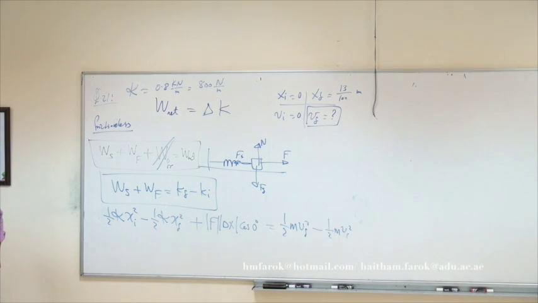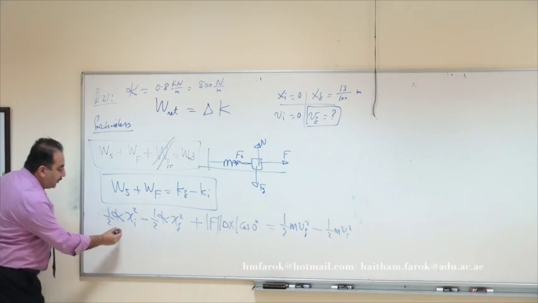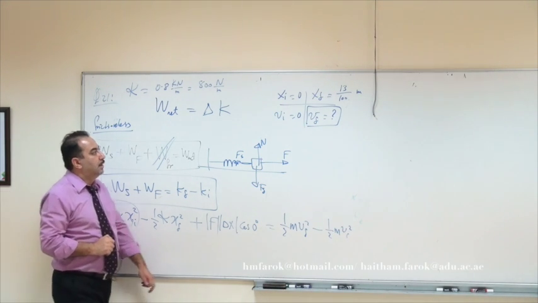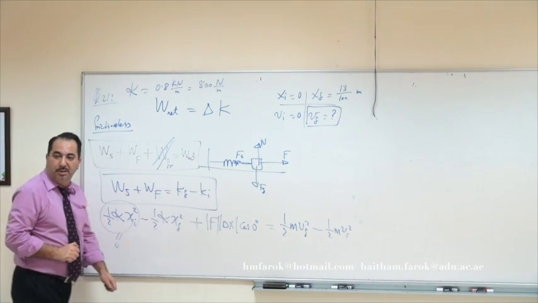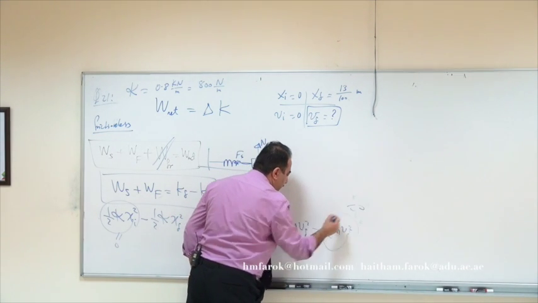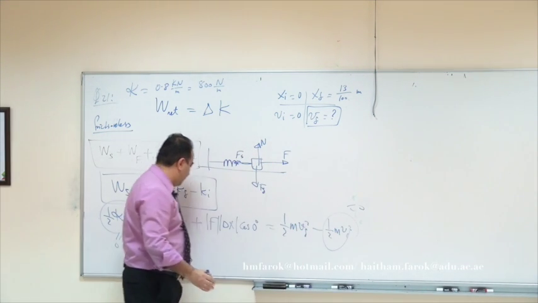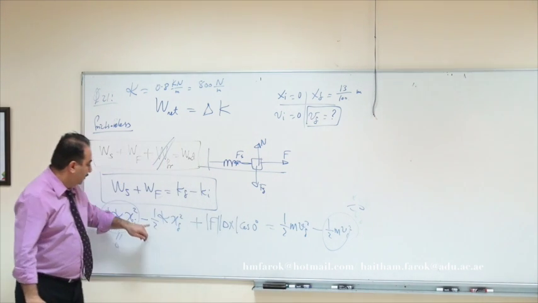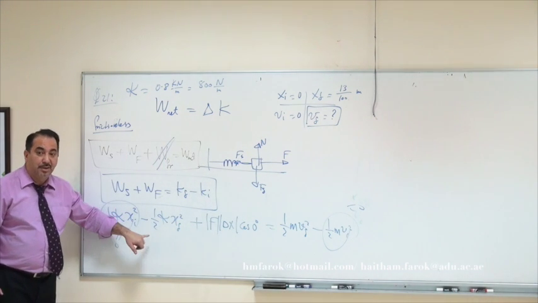How much is x initial? 0. So this term becomes what? 0, because x initial is 0. V initial? 0. So it means this term becomes 0. What is left? This term. And be careful: this is 0 minus, so it's minus.